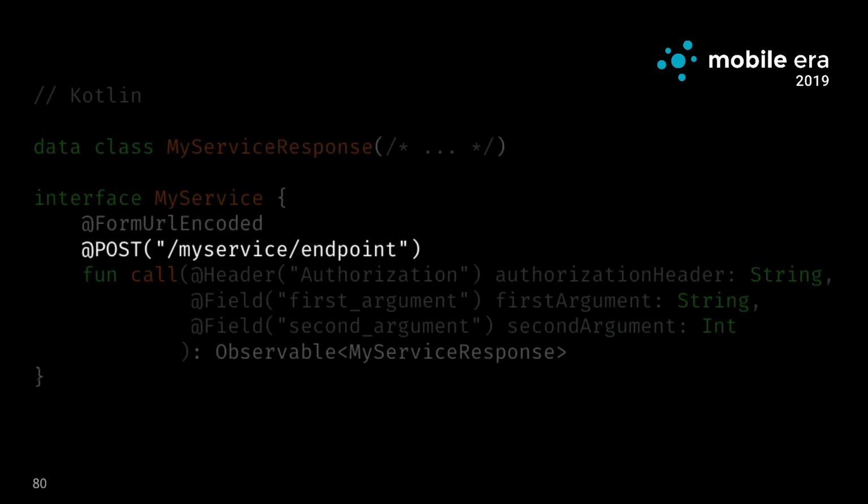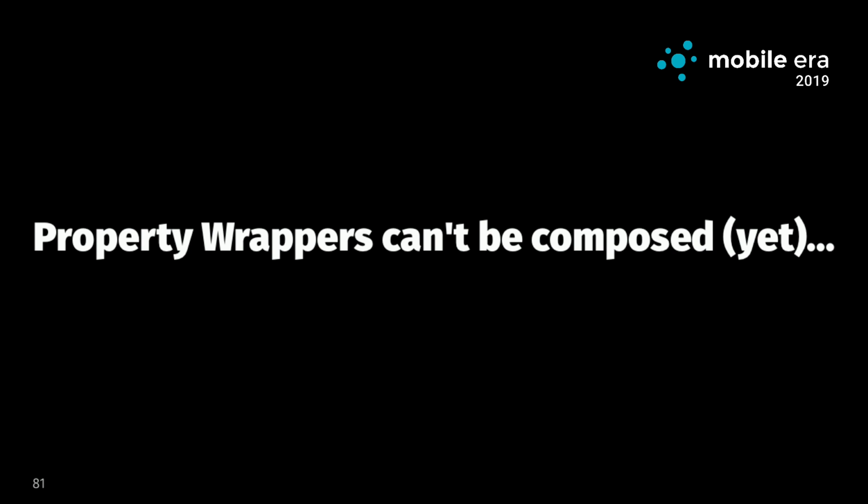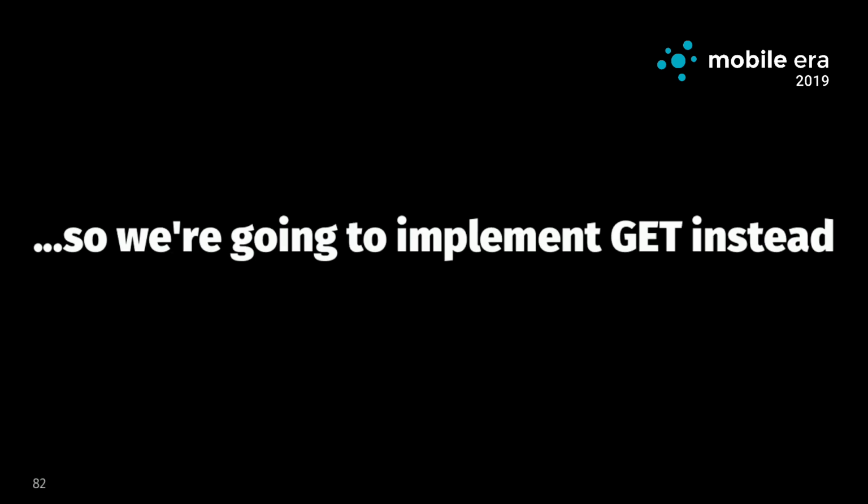There is a limitation of property wrappers: for the moment they cannot be composed. So a property cannot have several property wrappers. There is some discussion on how it should be implemented, but there are some tricky edge cases. So for the moment, it's not implemented. So we are not going to implement post. We are going to implement get because it's easier to implement with one property wrapper.